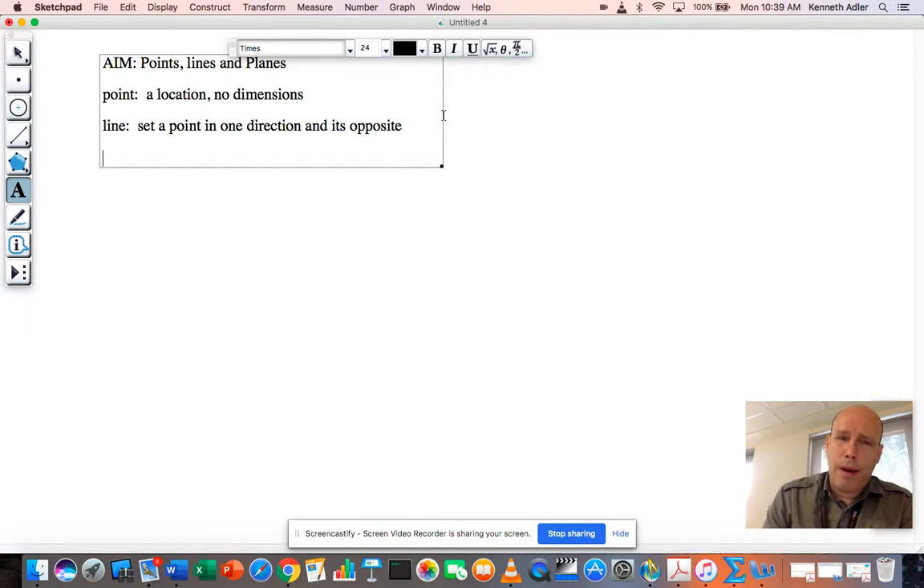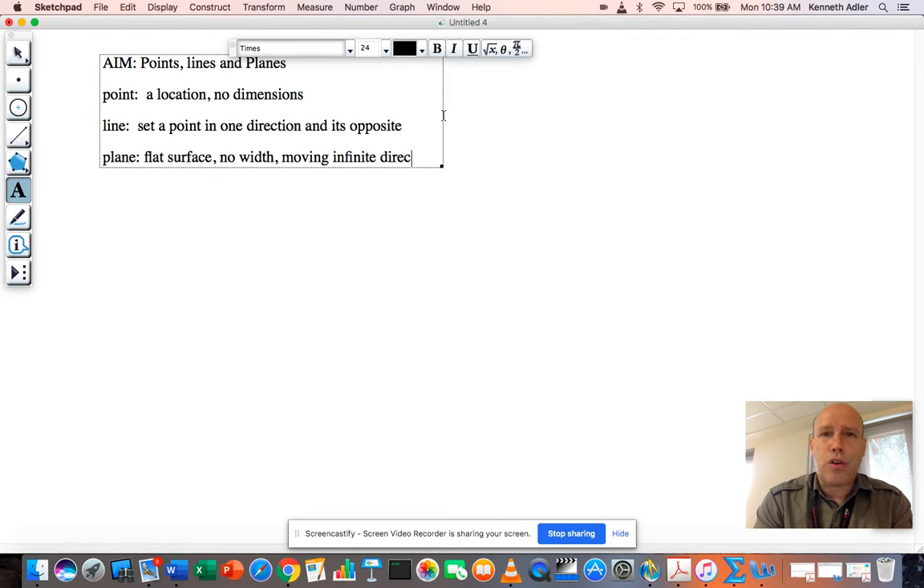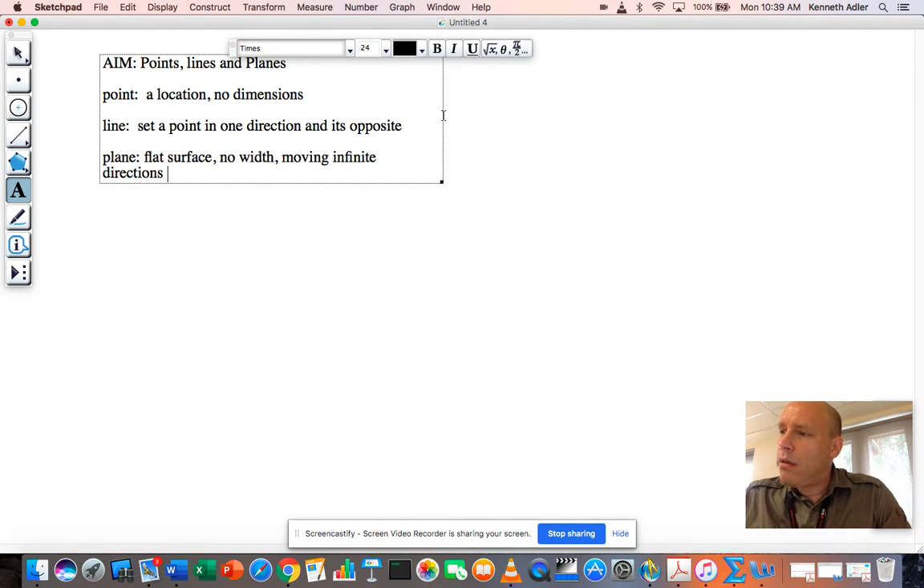And the last thing to talk about in this unit is something called a plane. And what is a plane? I want you to think of it like a flat surface. Flat surface, no width, and it moves infinitely in infinite directions. So I want you to think of a plane like the table or the wall. That's a plane.